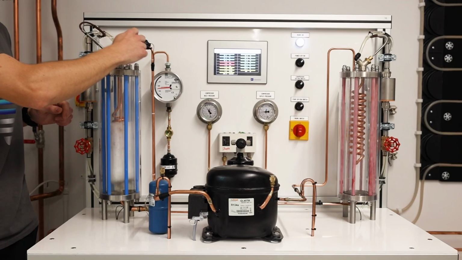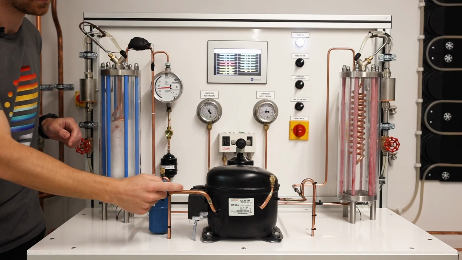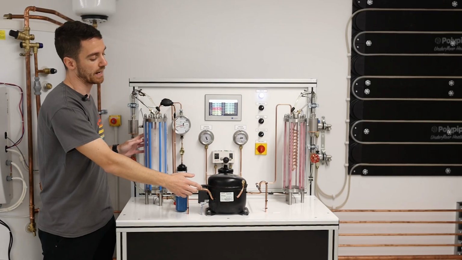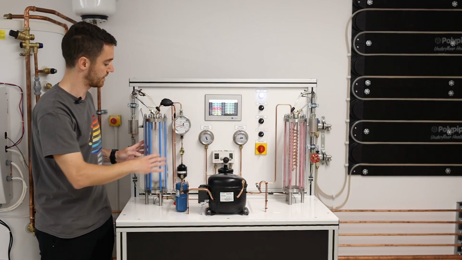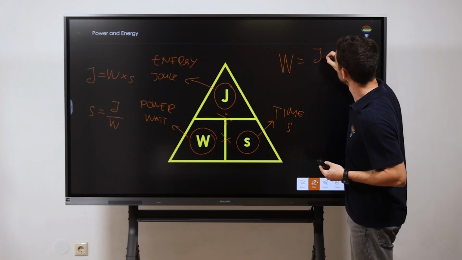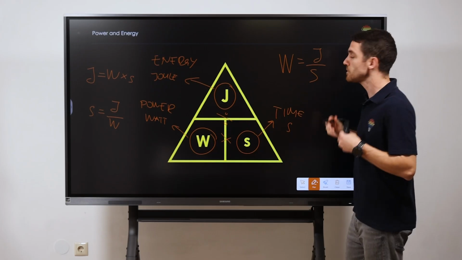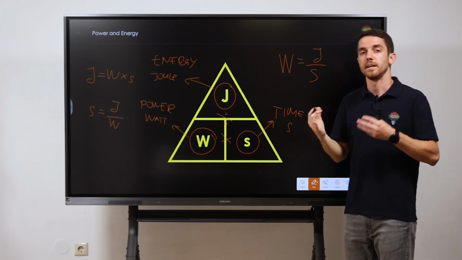Then it goes back to the suction of the compressor, and the cycle goes back again. Watt equals joule per second. And this is what we will also need in our heating systems.